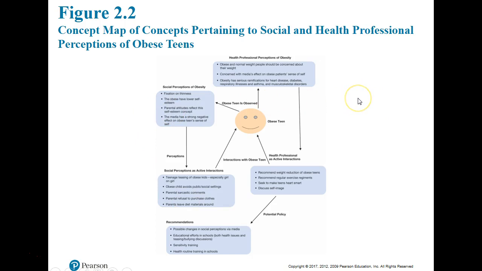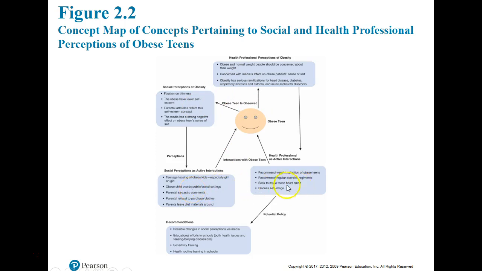This pertains to social and health professional perceptions of obese teens. So take a minute and look over this. You've got your obesity and perceptions. You include your concept categories. You have clusters of ideas within your categories, and you have connection lines between the concepts. So here's your obese teen, and they're observed. You might have your health professional perceptions, the social perceptions, the social perceptions of interactions.